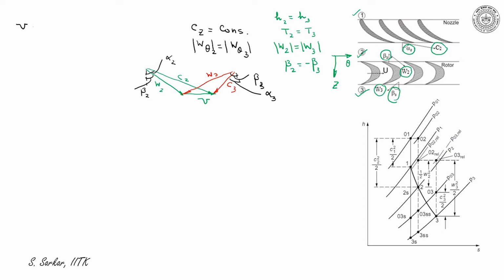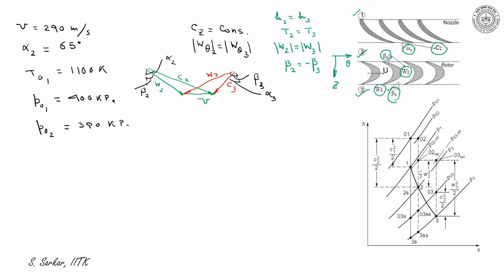Blade speed is given as 290 meters per second. Alpha 2 is given as 65 degrees. T01 is given as 1100 Kelvin. P01 is also given as 400 kilopascals. P02 is 390 kilopascals. P2 is 200 kilopascals. P3 is 188 kilopascals.